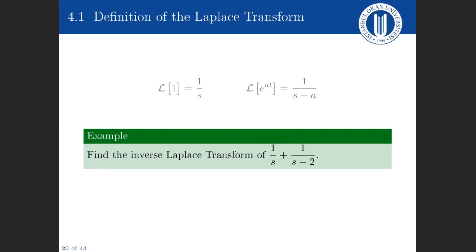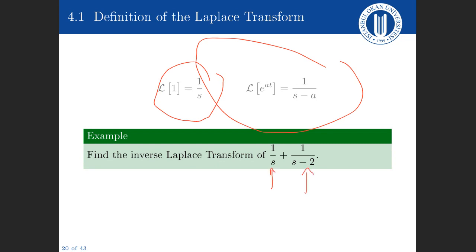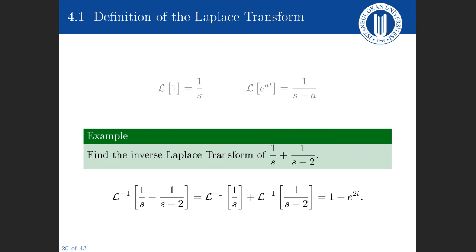Find the inverse Laplace transform of 1 over s plus 1 over s minus 2. Remember, the Laplace transform of 1 is 1 over s. The Laplace transform of e to the power at is 1 over s minus a. And this looks like what we have. We have 1 over s, and we have 1 over s minus a number. So what we want is the inverse Laplace transform of 1 over s plus the inverse Laplace transform of 1 over s minus 2, which is 1 plus e to the power 2t.